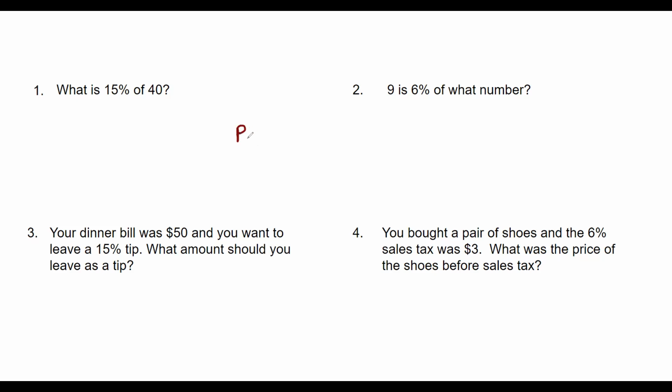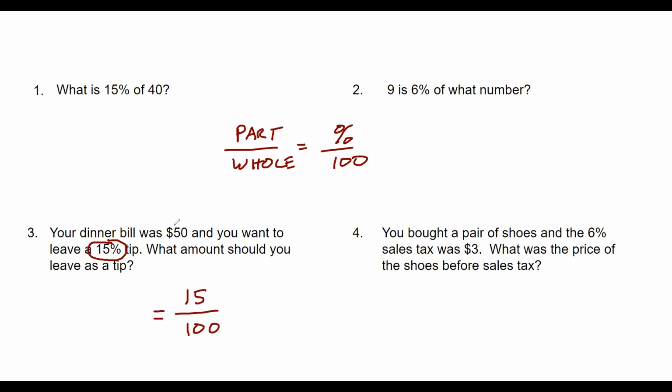Now for these, you may want to be thinking in terms of part over whole equals percent over 100. All right, your dinner bill was $50 and you want to leave a 15% tip. What amount should you leave as the tip? Well, the percent is usually going to jump out if it's given to us. So we can quickly fill in the right-hand side, 15. It's always over 100. And then we're left with this other number. Is this the part or is it the whole? Well, it's the whole bill. So we'll use that as the whole amount. And that leaves our tip as the part. And that kind of makes sense because the tip is the smaller part.